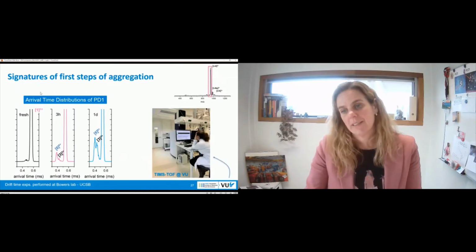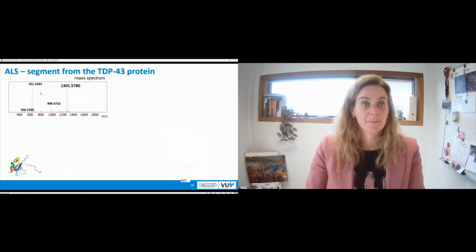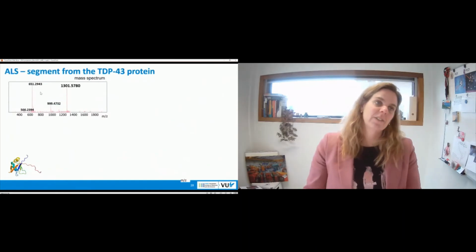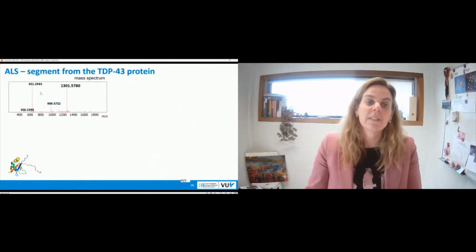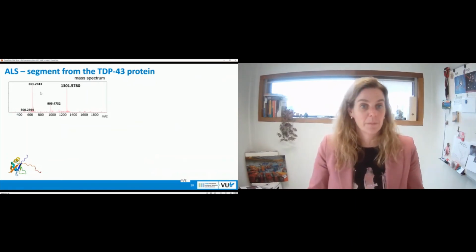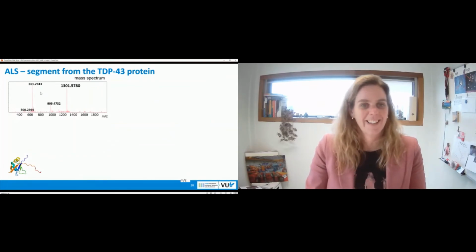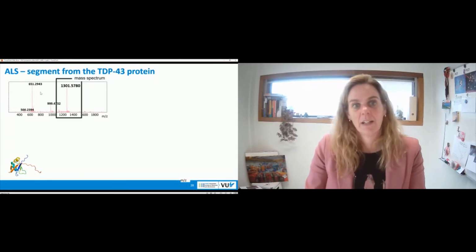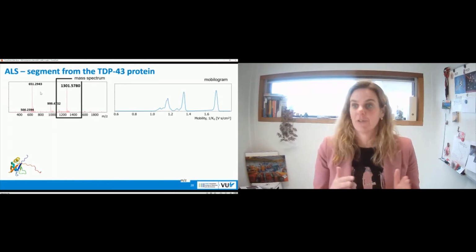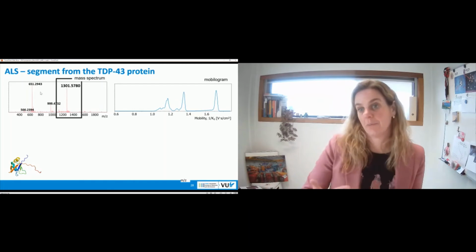And now we do this at the VU as well, so it's a different instrument. And we first actually started on ALS, another neurodegenerative disease, but we can do the same trick. So here you have the mass spectrum with the segment, and the mass highlighted with 1301 is indeed the mass spec signature of our parent ion. If we then select that, we can measure what we call the mobilogram, or the arrival time distribution, as you saw on the previous slide.